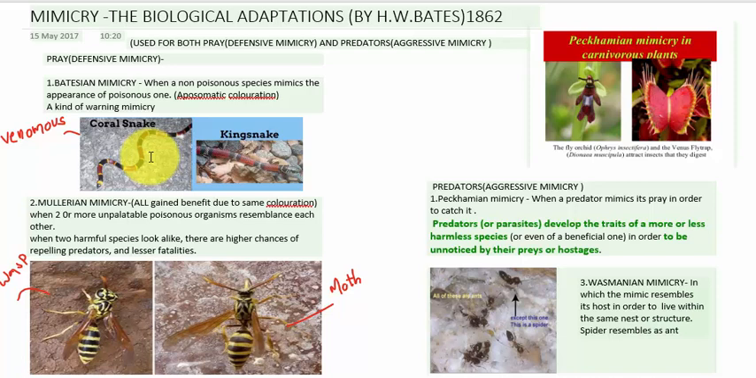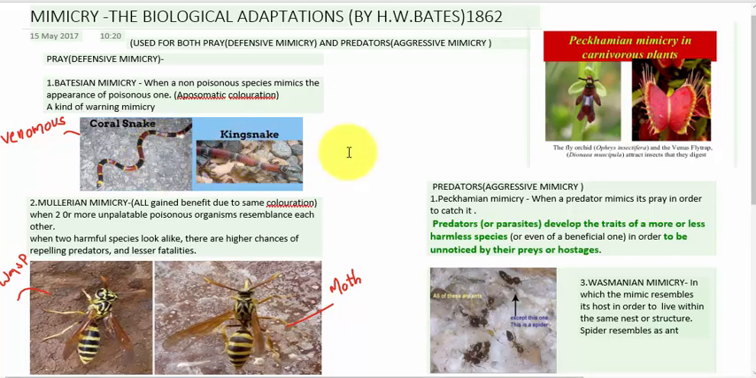It was introduced by Bates in 1862. Another example is one species of butterfly which is palatable to birds and imitates another, unpalatable species of butterfly. It gets the advantage of being spared from predatory enemies. It means in Batesian mimicry, the mimic gets the advantage. So who gets the advantage in case of Batesian mimicry? The mimic gets the advantage from the model organism.